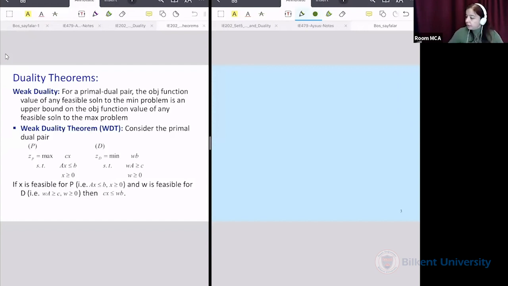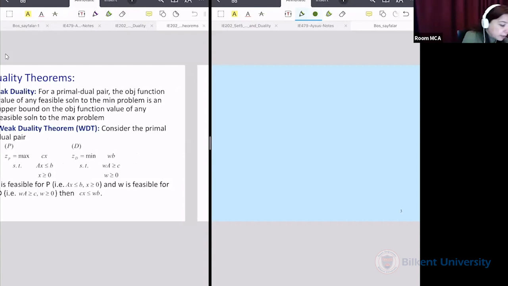Taking any pair, let's take canonical forms. Let primal be canonical form max. Then my dual will be canonical form min. The theorem is valid for any feasible solution. So I'm going to pick a feasible solution X and a feasible solution W. A feasible solution X would mean that my X satisfies my primal's constraints, which is AX less than or equal to B and X non-negative. A feasible solution for the dual means that my W satisfies my dual constraints, which is WA greater than or equal to C and W non-negative.